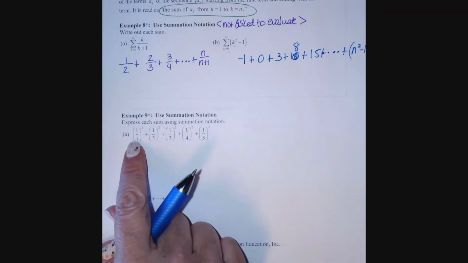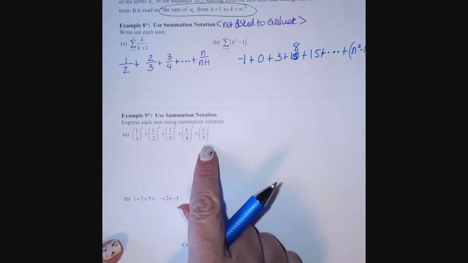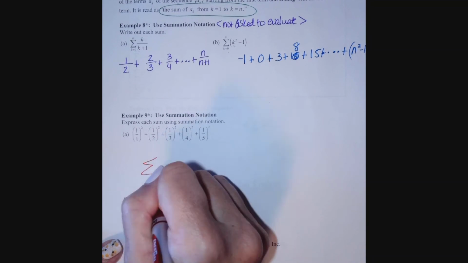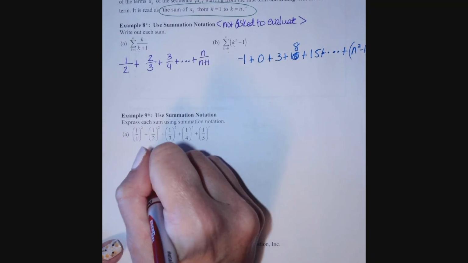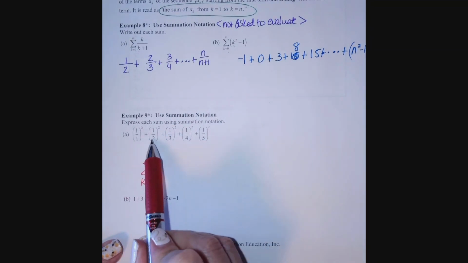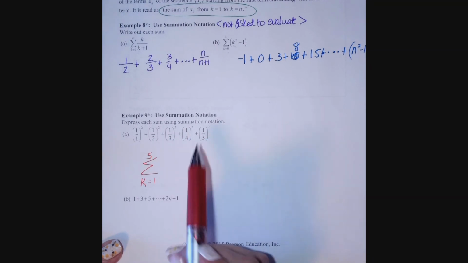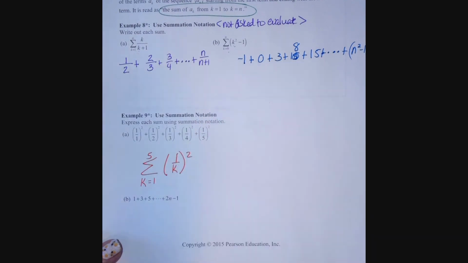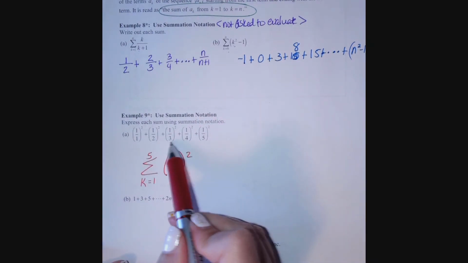The thing that I see is changing is my denominator. It counts from 1 to 5. So I'm going to assume that my index of summation, and we'll use k, goes from 1 to 5. So term 1, term 2, term 3, term 4, term 5, where my general term is 1 over k squared. That matches the pattern that I see given to me.